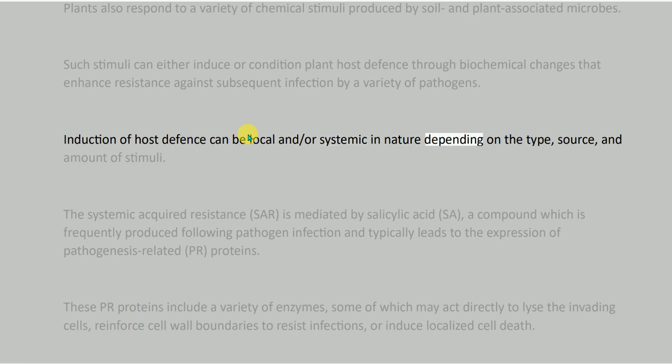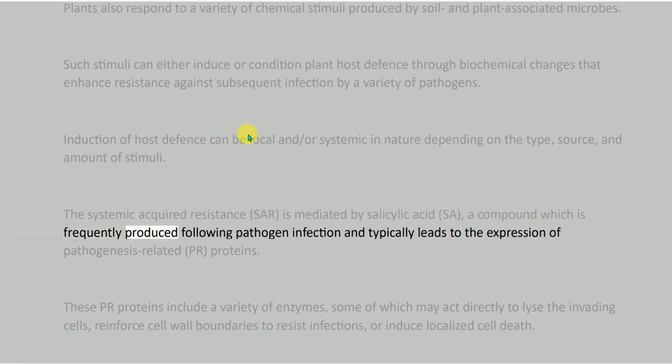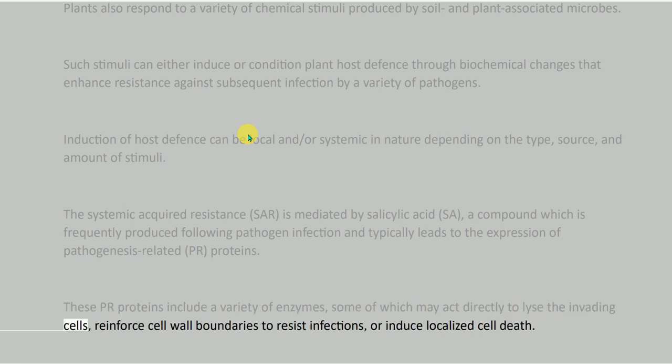The systemic acquired resistance, SAR, is mediated by salicylic acid, SA, a compound which is frequently produced following pathogen infection and typically leads to the expression of pathogenesis-related, PR, proteins. These PR proteins include a variety of enzymes, some of which may act directly to lyse the invading cells, reinforce cell wall boundaries to resist infections, or induce localized cell death.